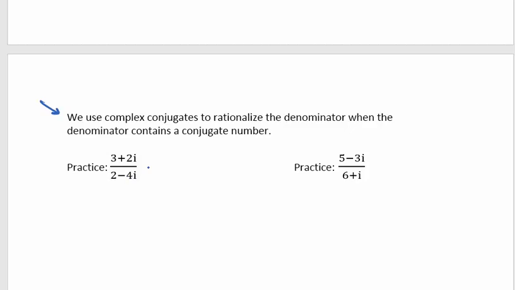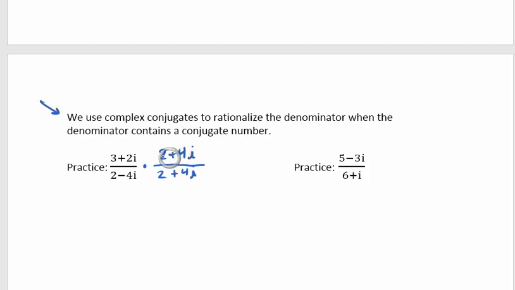So if you remember how we do that, we multiply. And in this case, what we want to multiply by is we want to multiply the top and the bottom of the fraction by the same thing. Because if we do that, we won't change the value of the original fraction. And what we want to multiply by here is the complex conjugate.